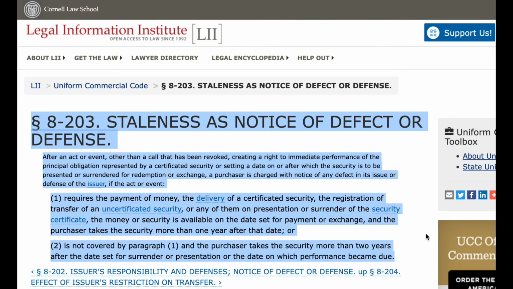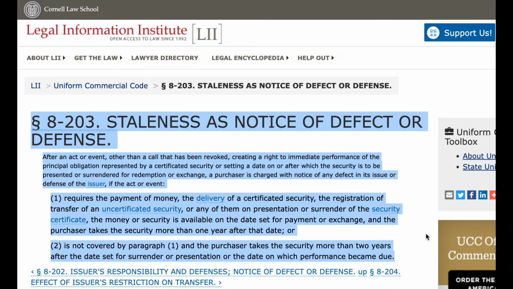Paragraph 203. Staleness as notice of defect or defense. After an act or event, other than a call that has been revoked, creating a right to immediate performance of the principal obligation represented by a certificated security, or setting the date on or after which the security is to be presented or surrendered for redemption or exchange, a purchaser is charged with notice of any defect in its issue or defense of the issuer, if the act or event 1.